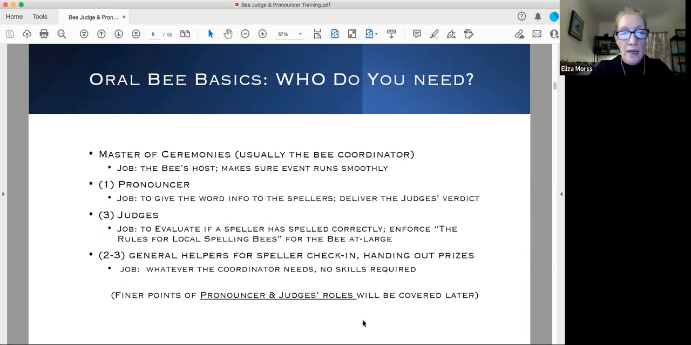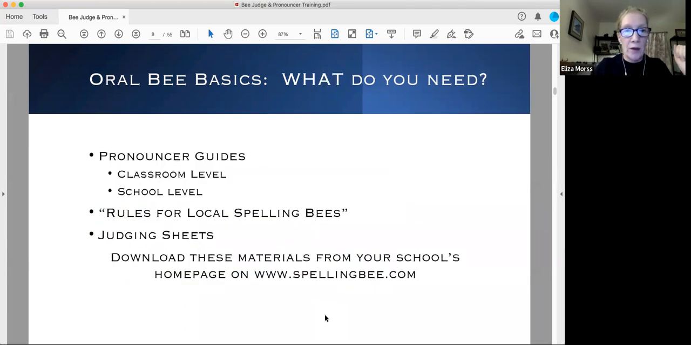You also might need 2 or 3 general helpers for a speller check-in, handing out prizes, crowd control, that kind of thing. And those people, you don't really need to train at all. You just need to point and say, please. And they hopefully will be nice and do what you ask. So as I said, I'm going to cover the finer points of the pronouncer and judges roles a little bit later, but these are the individuals you need for your oral B if it's going to get going.